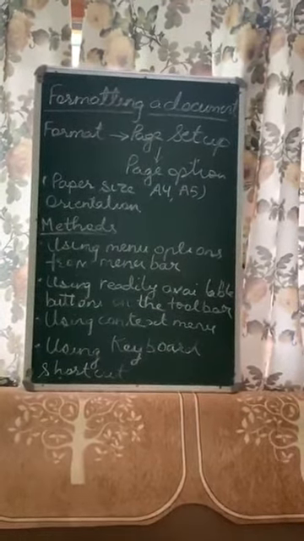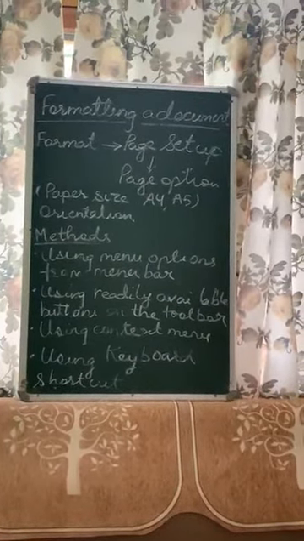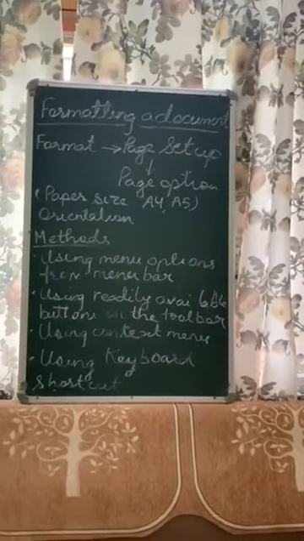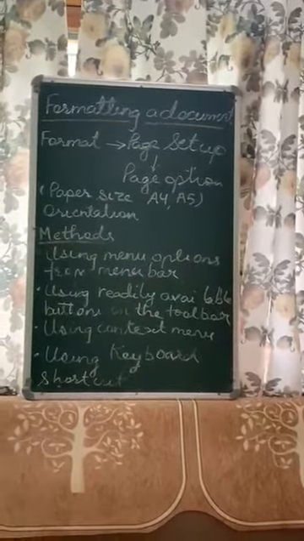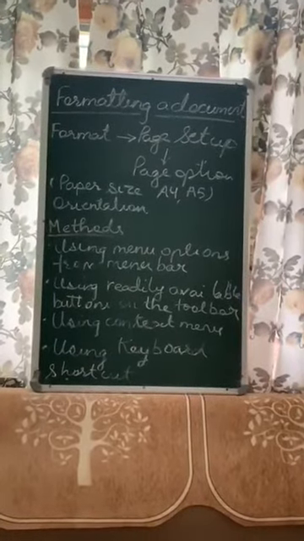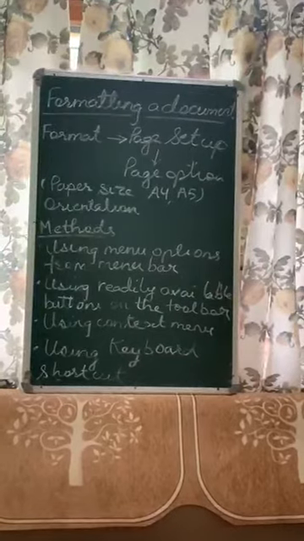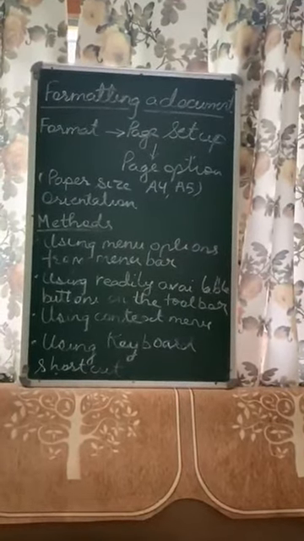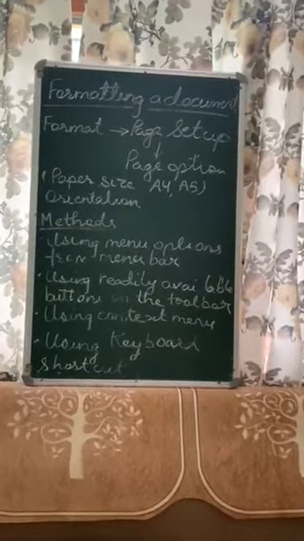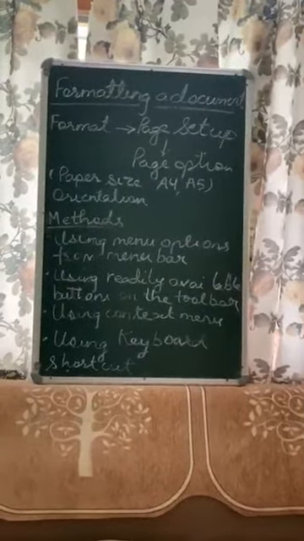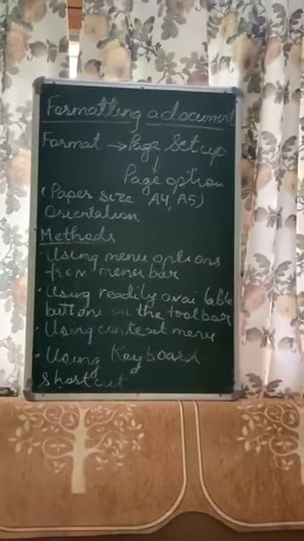The third one is using the context menu. What is the meaning of context menu? Whenever you right click, suppose you right click on My Computer, a box opens up, and that is known as your context menu. Whenever you open any application from the desktop directly, you right click, go to New, and then open MS Word or any other application, PowerPoint or spreadsheet. That box that appears on right click is known as your context menu.